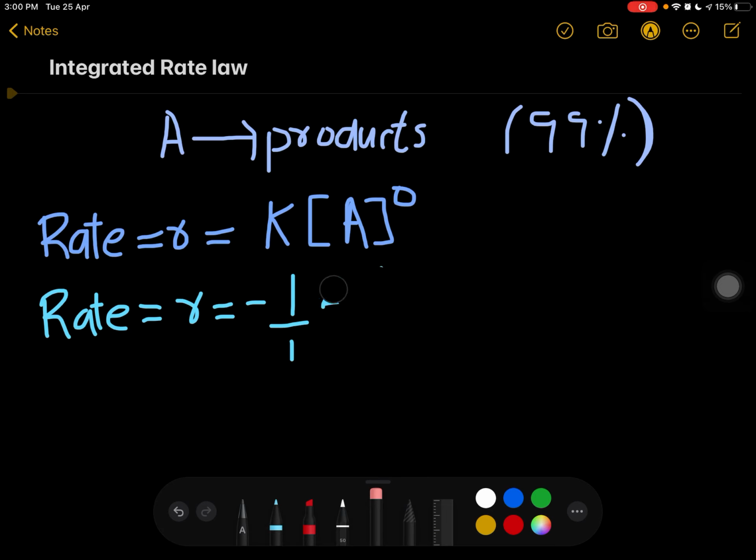Okay, we won't put delta because it isn't the average, it is the instantaneous rate, and it's like this, dA upon dt. And we have written the coefficient 1 upon 1 because here the A doesn't have any kind of coefficient, means 1, and that will be written as the denominator, right? So both of these are basically equal to the rate.